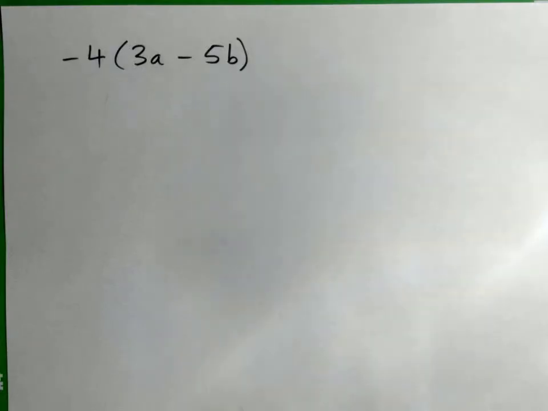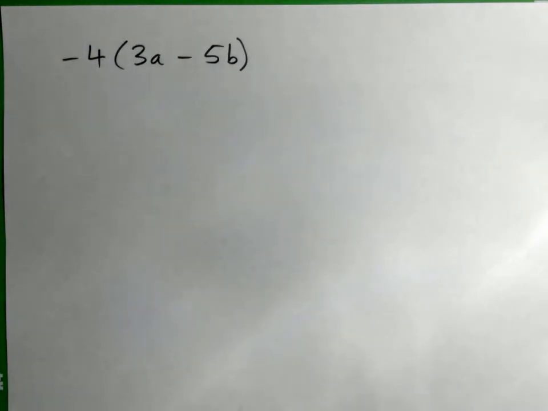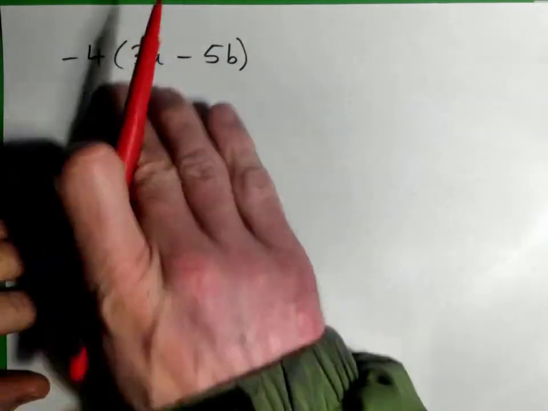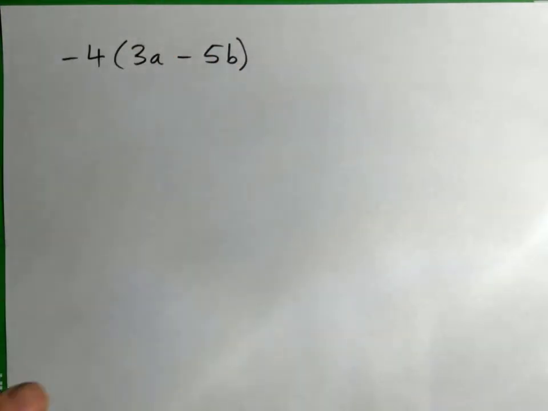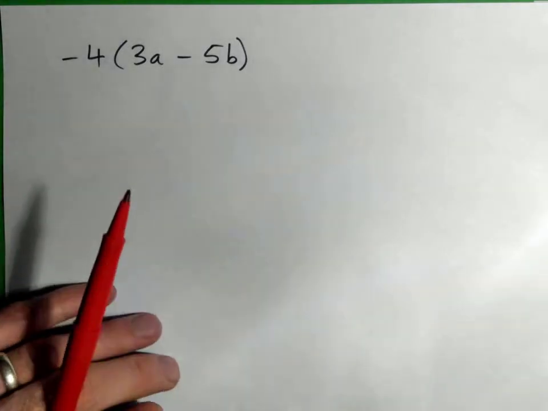All right, so we've got negative 4 times 3a minus 5b. What we've got to do is use the distributive property to multiply negative 4 in here. And a quick reminder, distributive property, okay?